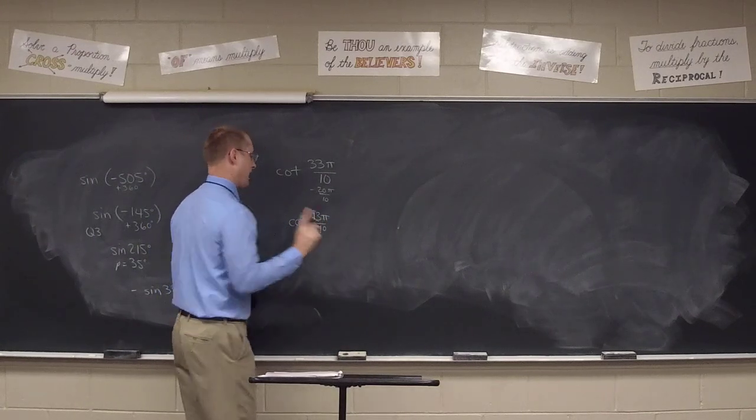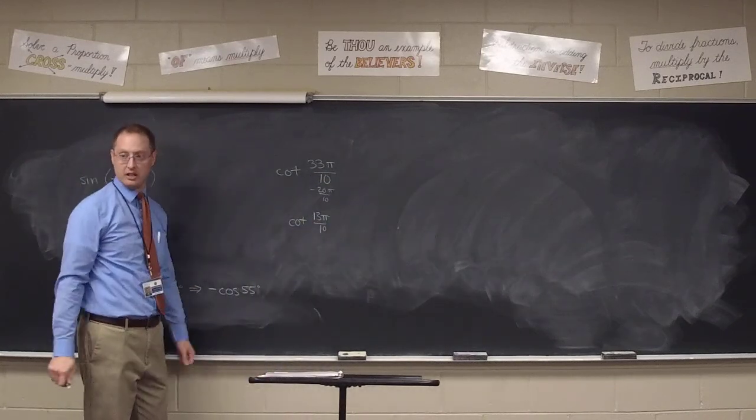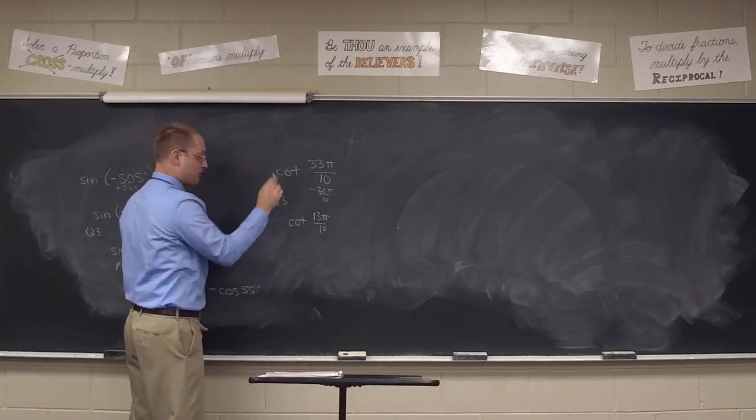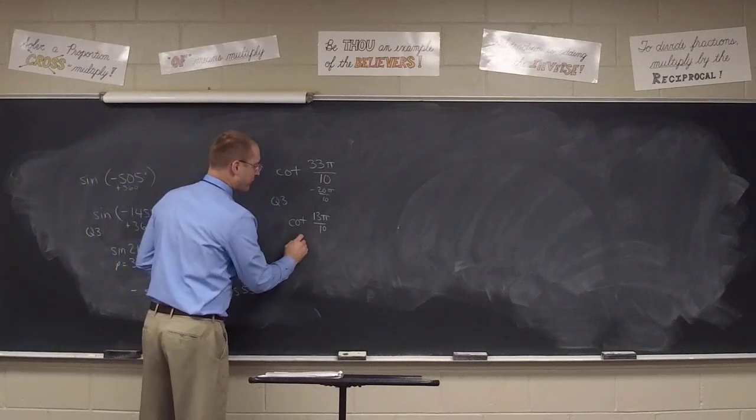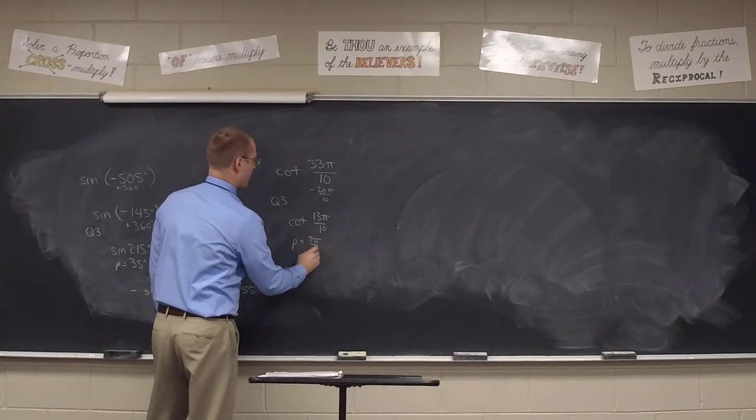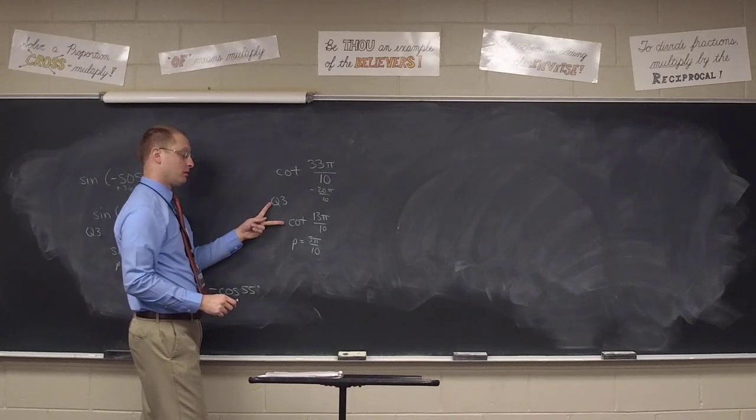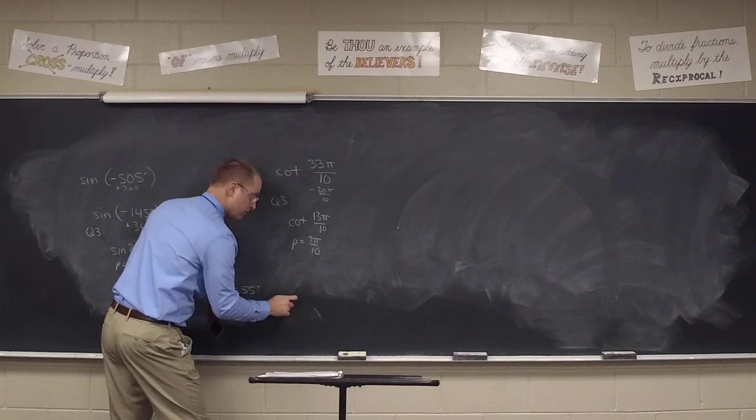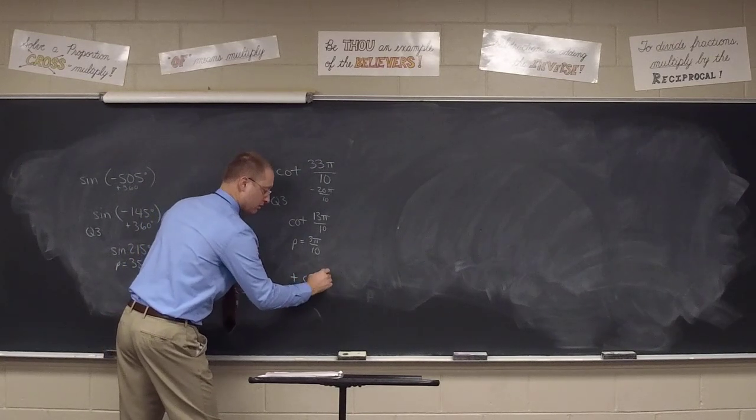13 pi over 10. Okay, now, thinking about the 13 pi over 10. We got 10 pi over 10, we got 20 pi over 10. Where's 13 pi over 10? It is in quadrant 3. It's bigger than 10 tenths, but it's way closer to 10 tenths than 20 tenths. Quadrant 3. The reference angle from 10 tenths would be 3 pi over 10, and ASTC, quadrant 3 cotangent is positive. So I'm initially going to get positive cotangent 3 pi over 10.